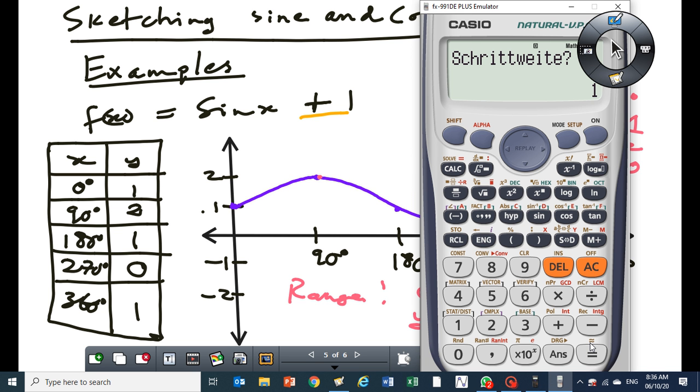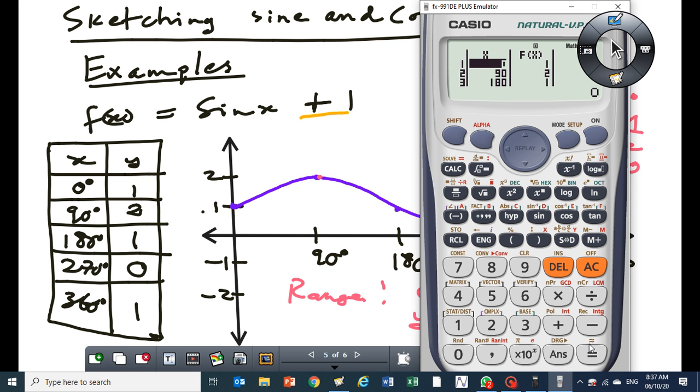For any graph of sine and cosine, what do we do with 360? You press equals, then it says stop. We are starting from 0 degrees and we are ending at 360. Your step is 90. So for all graphs of sine and cos in this grade, you use a step of 90 degrees. So put 90, then you press equals. It gives you the table, which is the one that I got there.